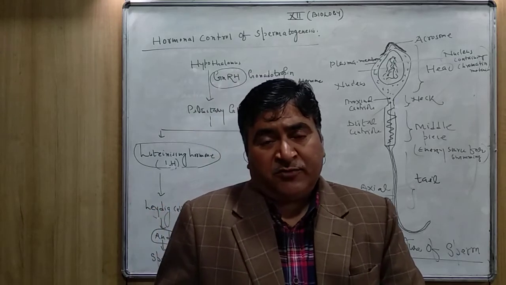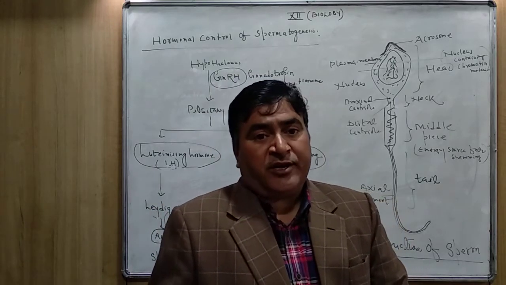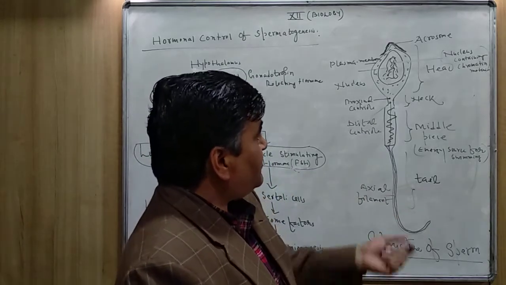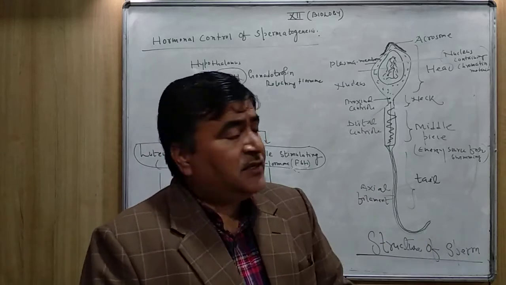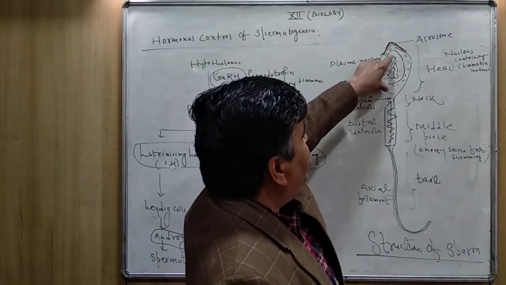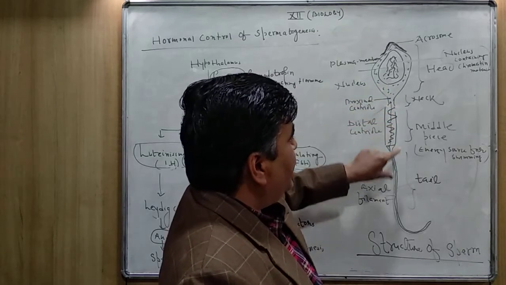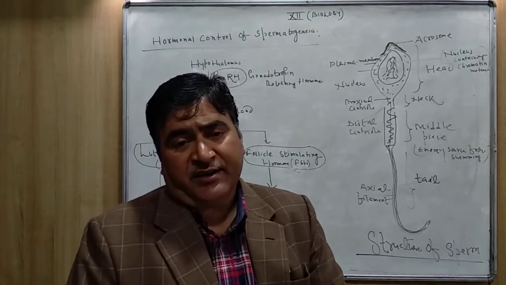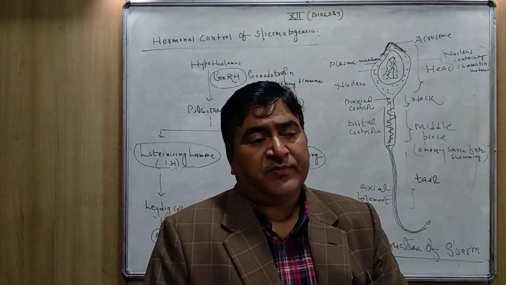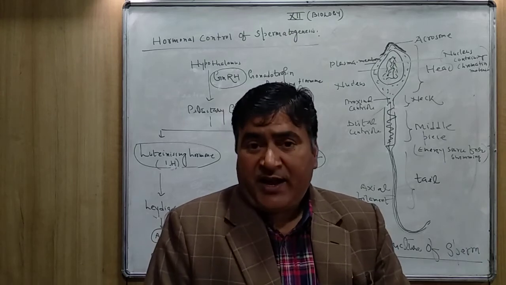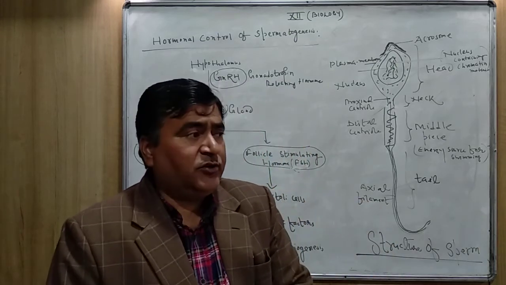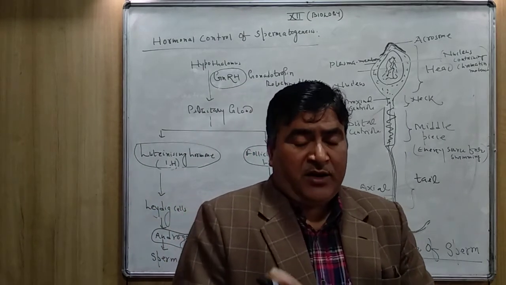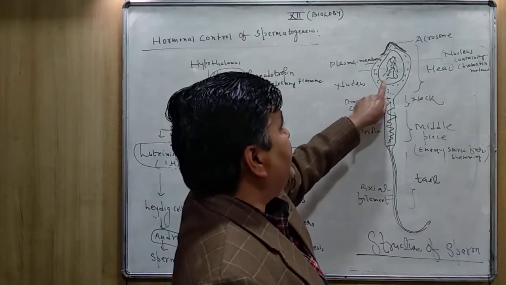So how many chromosomes are there in this sperm? 23. That is the haploid number N. The sperm has different parts: head, neck, middle piece, and this is the tail. The head is the anterior part of the sperm, which is flat and almost spherical in shape. The head is the main part of the sperm, as it contains the nucleus.